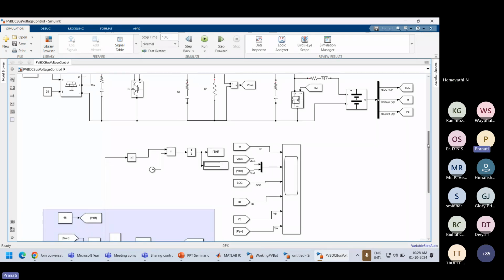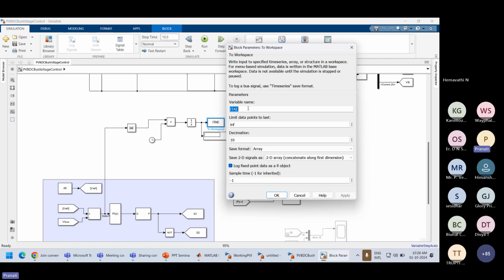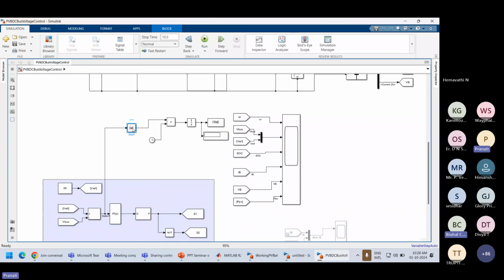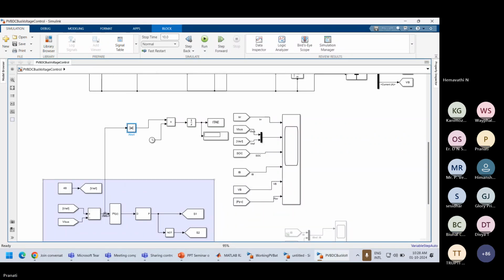This one is ITAE, placed before the PI controller; you can find this in different literature also. This is the ITAE index, integral time absolute error. That means we have to take the absolute value and code the algorithm. You have to write the algorithm, then send it to the workspace. Then this is our absolute value.